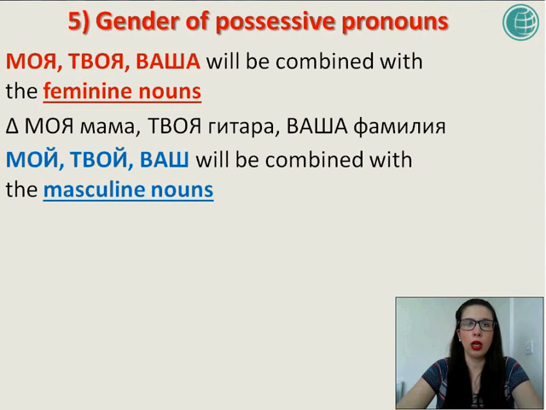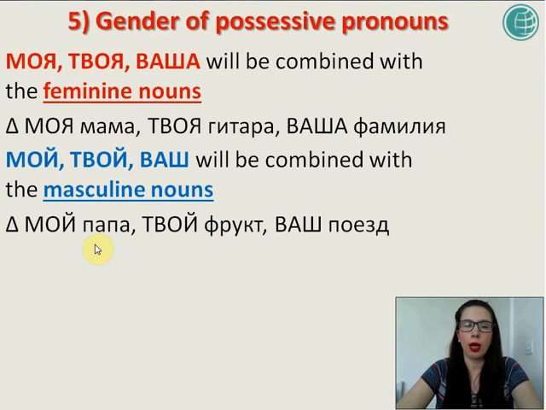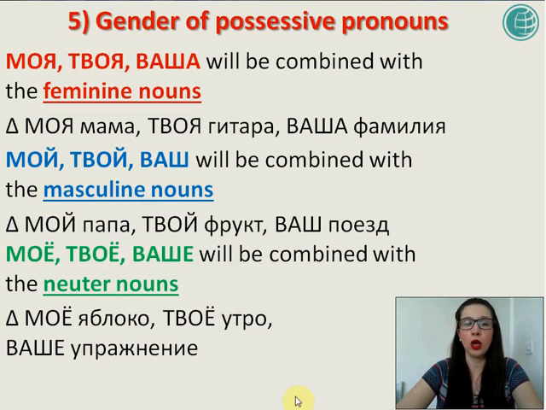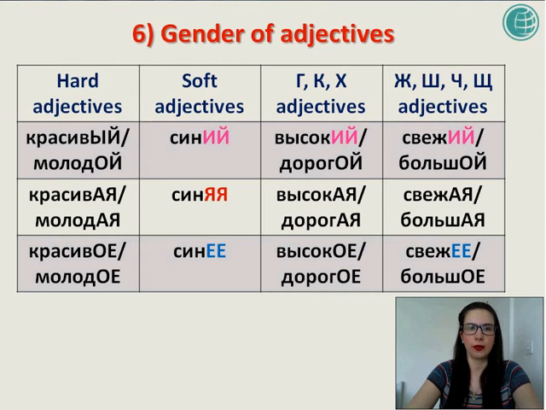Мой, твой, ваш will be combined with the masculine nouns. These are masculine forms. Мой папа, my father. Твой фрукт, your fruit. Ваш поезд, your train. And neuter forms. Моё, твоё, ваше will be combined with the neuter nouns, of course. Моё яблоко, my apple. Твоё утро, your morning. Ваше упражнение, your exercise.